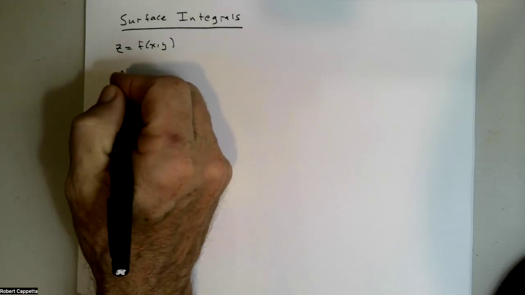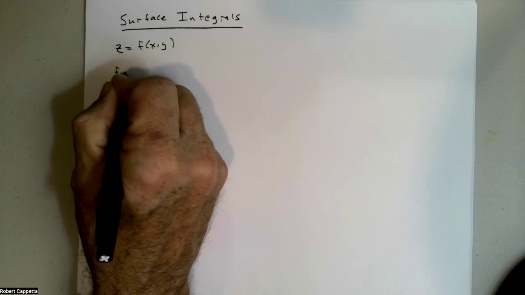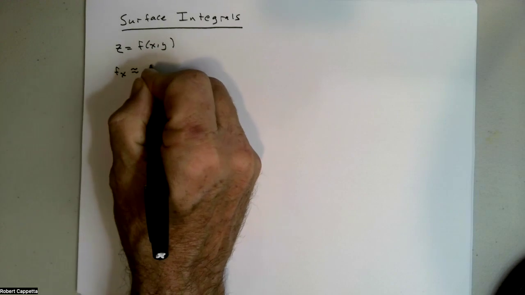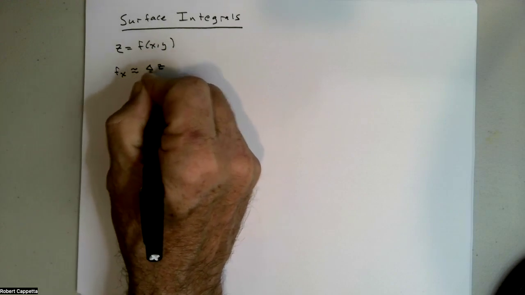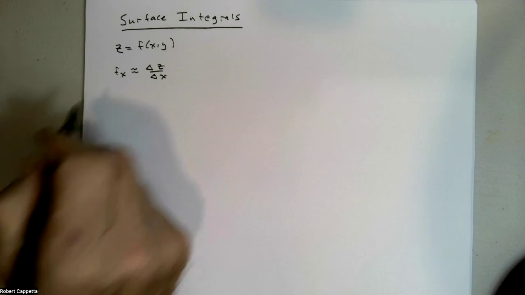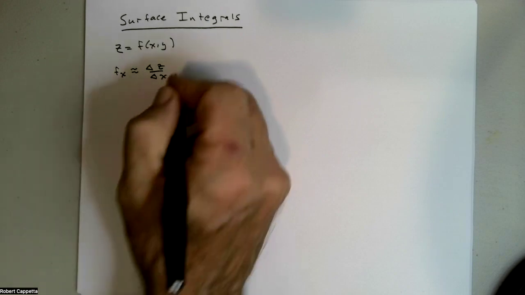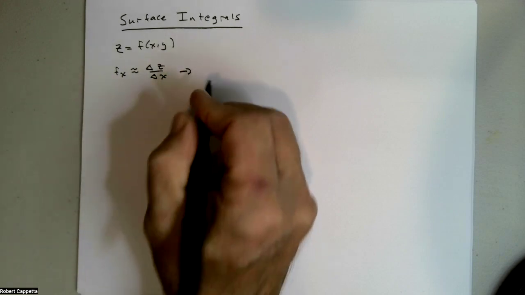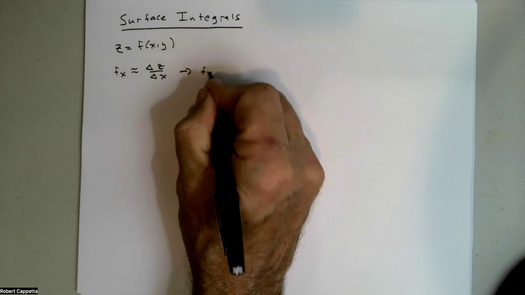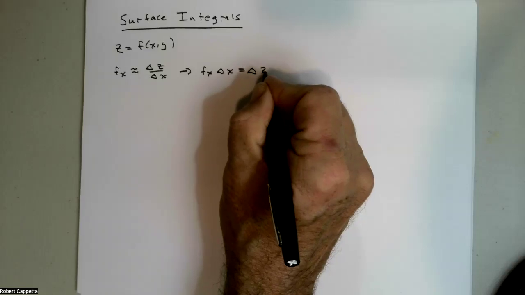At a point x naught, y naught, the partial derivative with respect to x is approximately equal to the change in z divided by the change in x. And of course, when we take the partial derivative with respect to x, y is not changing. So if we extend from this, solving for change in z, we would say f sub x times change in x equals change in z.